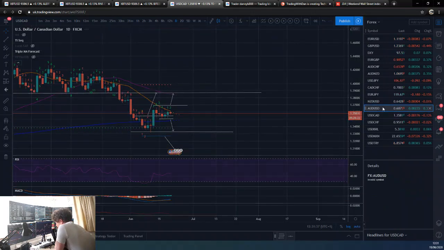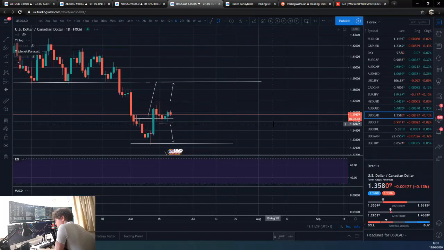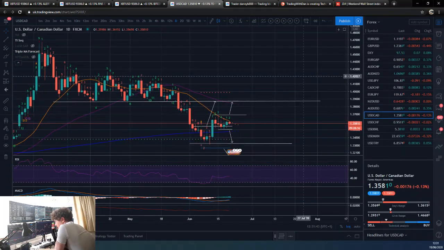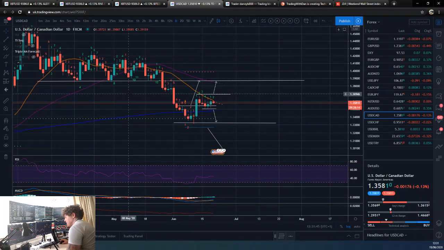Have I put these pairs like? No, I haven't. They're different, aren't they? It's just again in a tightening range. I guess this is a bit more different. This is one that's dropped out of the triangle.